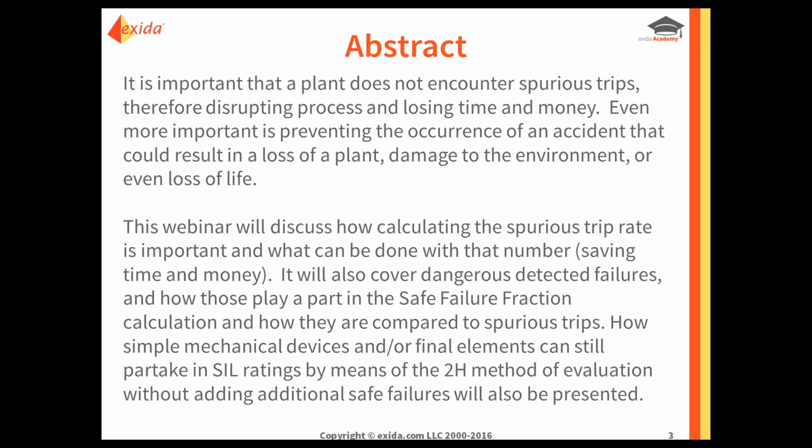This webinar today will discuss how calculating the spurious trip rate is important and what can be done with that number and how you can use that to save time, resulting in saving money. It will also cover dangerous detected failures and how those play a part in the safe failure fraction calculation and how they are compared to spurious trips. We will also look at how a simple mechanical device or final elements can still partake in SIL ratings, and we're going to investigate the 2H method of evaluation without adding additional safe failures to be present.